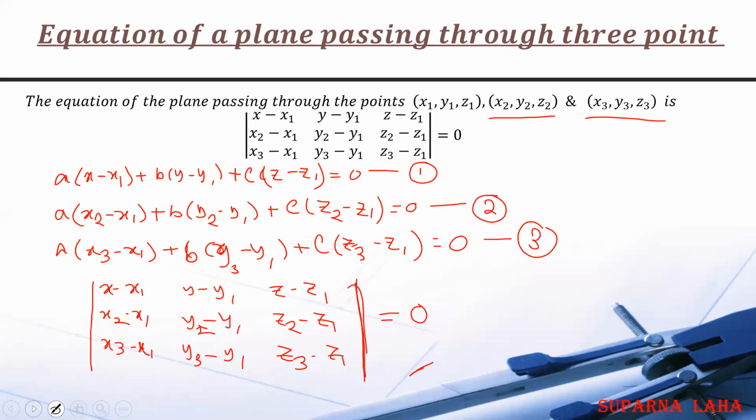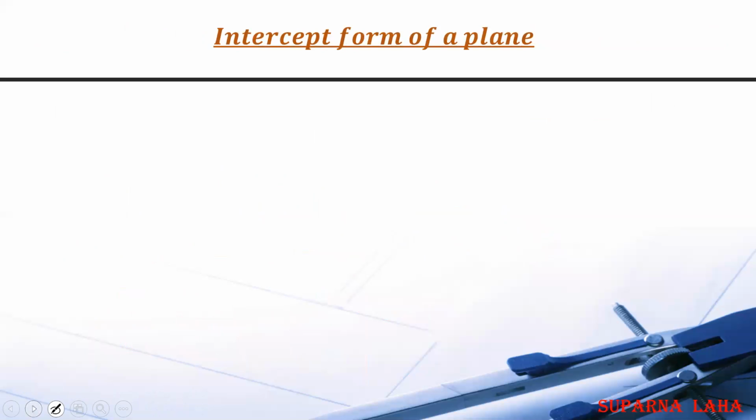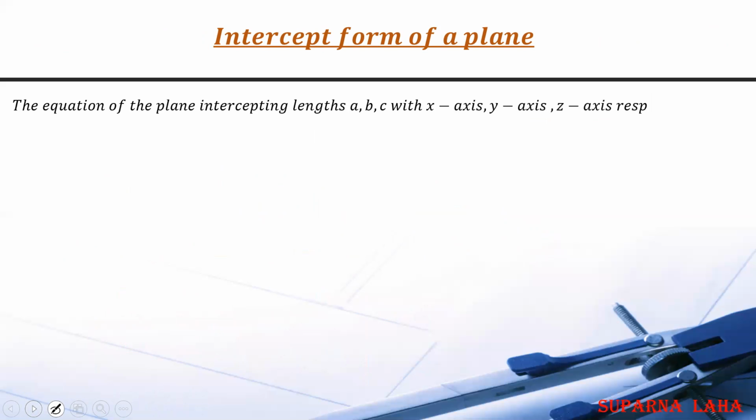Now let us check the intercept form of the plane. You know the intercept form of a straight line in two dimensions: if the line intersects the x-axis at a length a, and the y-axis at a length b, then the equation of the line is x by a plus y by b equals 1.